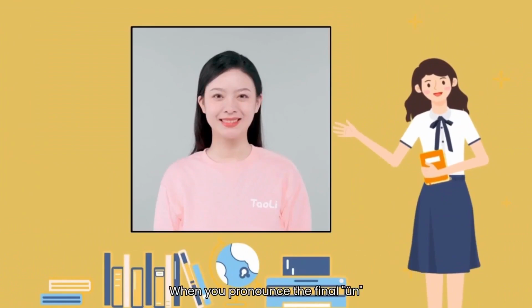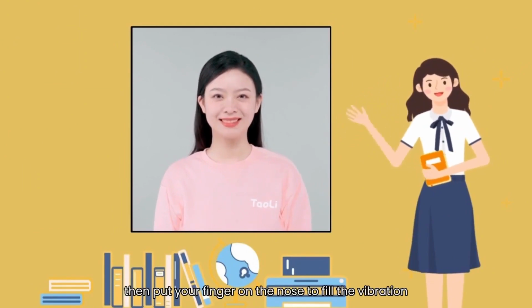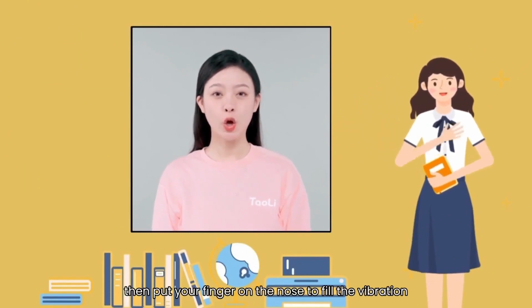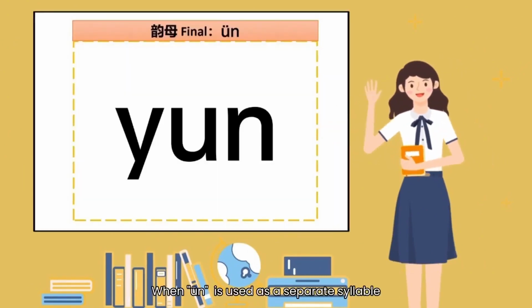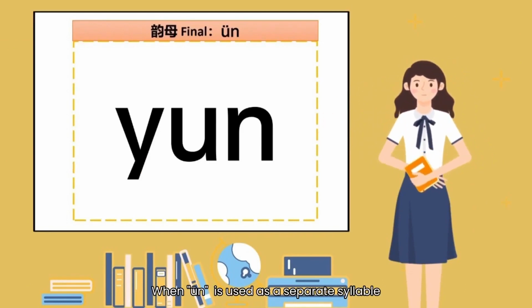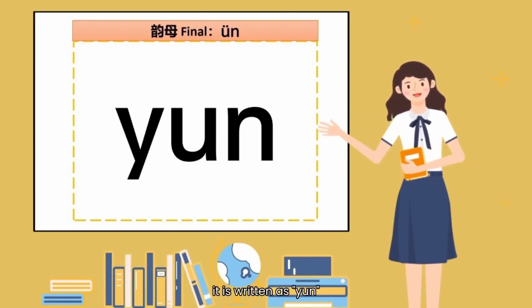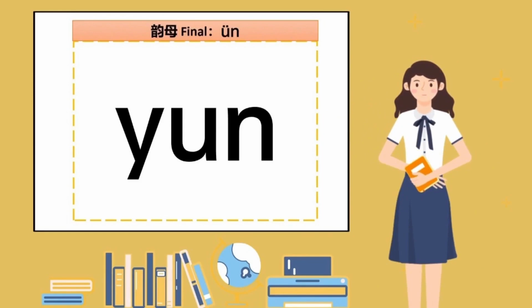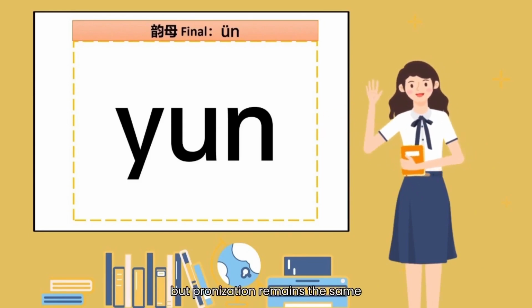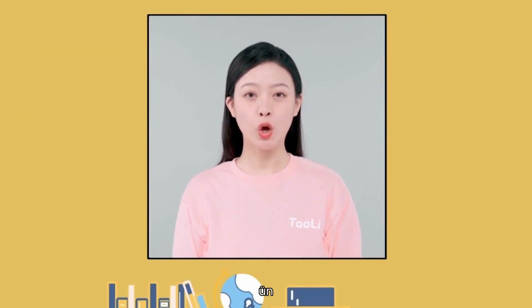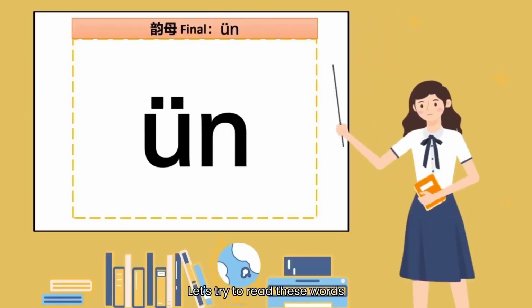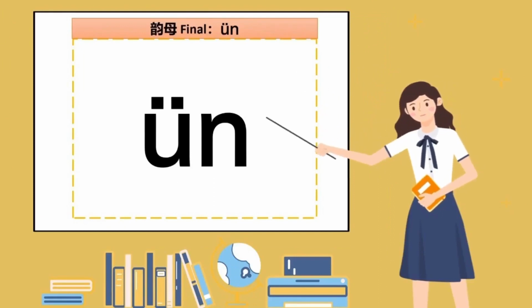晕. When you pronounce the final 晕, pronounce the U first, then put your finger on the nose to feel the vibration. 晕. When 晕 is used as a separate syllable, it is written as 晕, but the pronunciation remains the same. Let's try to read these words.